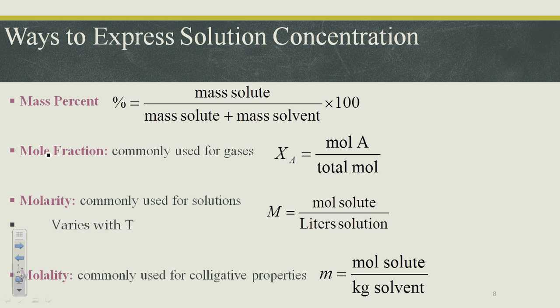The second type is mole fraction, which is written as uppercase X, which is moles of A, or written as Na, over total moles, which will be Na plus Nb if there are only 2 components in this solution.